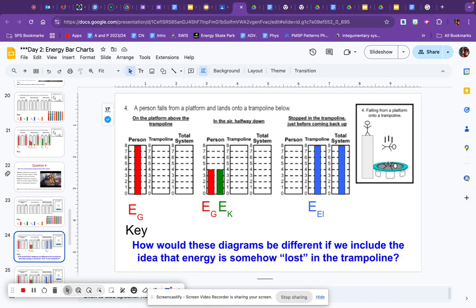Now the trampoline, when the trampoline was compressed by that body when it hit the trampoline, it was filled up with so much energy, okay, that the person stopped moving. So the person doesn't have any gravitational potential energy because basically the trampoline was the floor, and it's not moving because it is stopped on the trampoline, and the trampoline was loaded with all that energy. So total system 8, trampoline was 8.